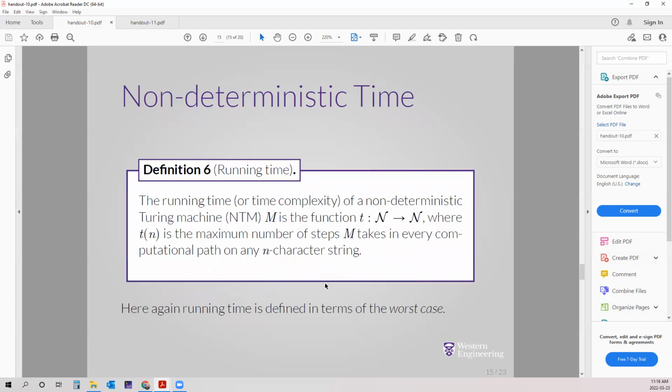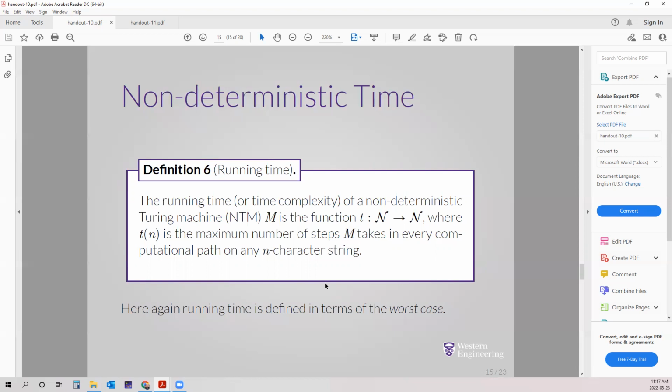So what is the running time for non-deterministic problems? The running time or time complexity of a non-deterministic Turing machine M is the function t(n), where t(n) is the maximum number of steps M takes in every computational path on any n-character string.